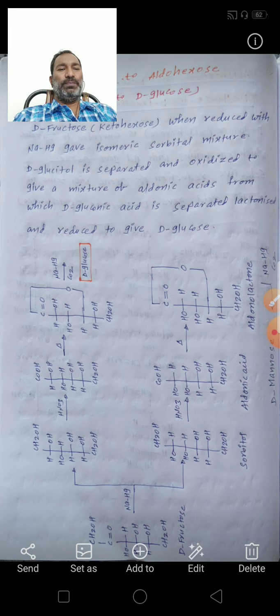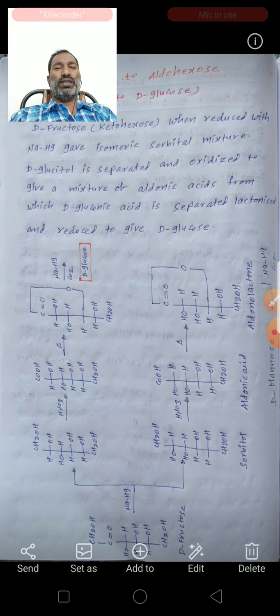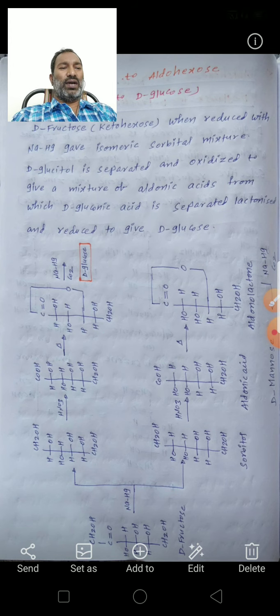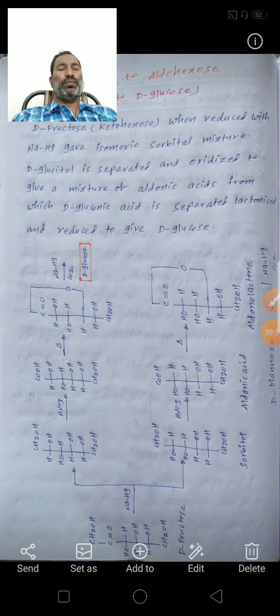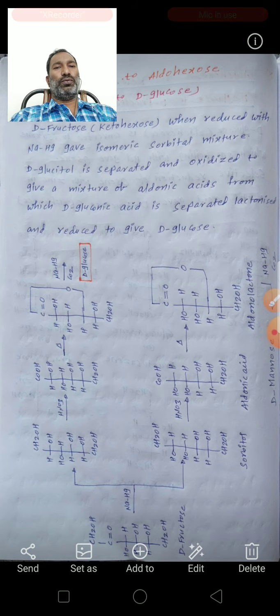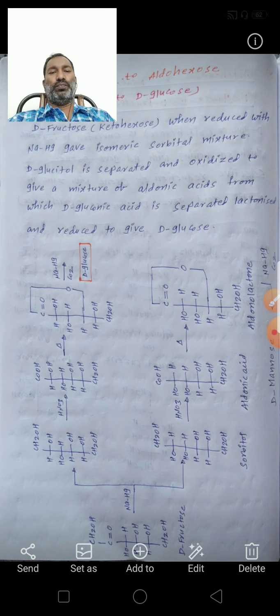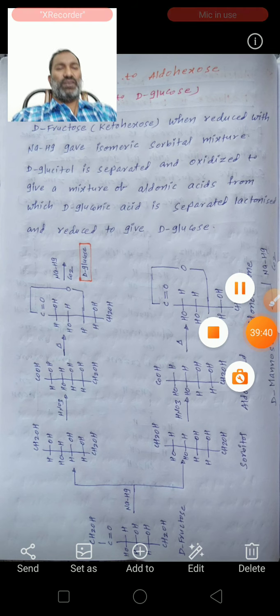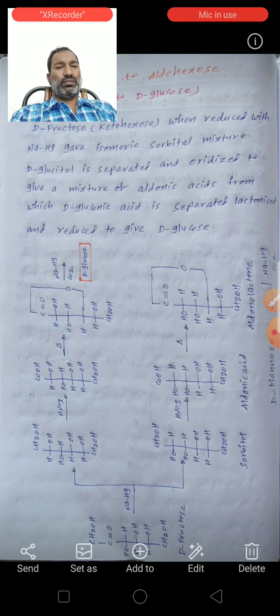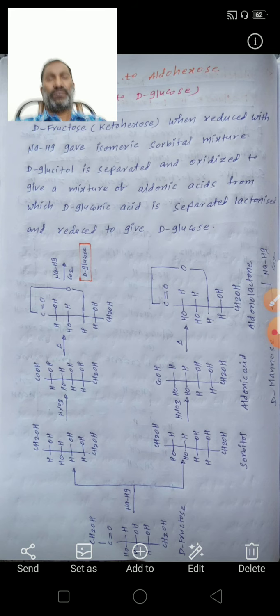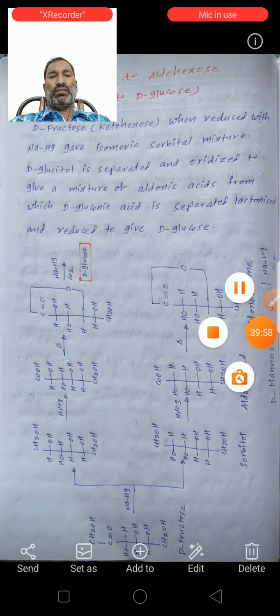Aldohexose to ketohexose means the aldehyde functional group converts into the keto functional group, with no change in carbon atoms. Next one is ketohexose to aldohexose. Here also the number of carbon atoms is the same, 6 carbon atoms, but the keto functional group converts to the aldo functional group. So these are the interconversions of monosaccharides. These 4 conversions are there in our syllabus. Okay, thank you.